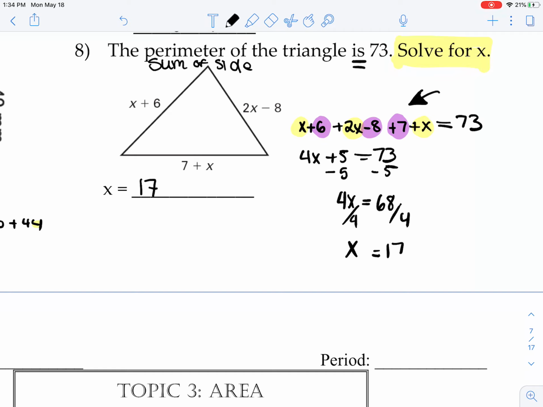Now check it out. If I were to ask you the question instead, find the length of each side, what would you do? You would take it one step further and plug 17 in wherever you see an x in order to find the length of each side.